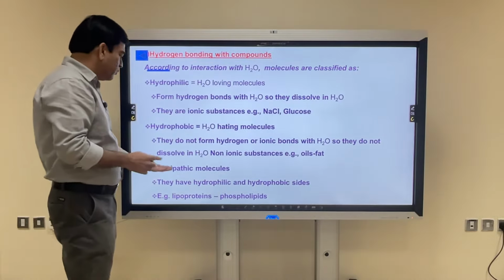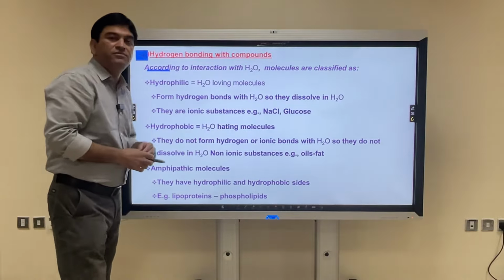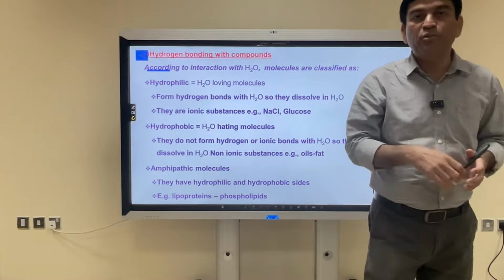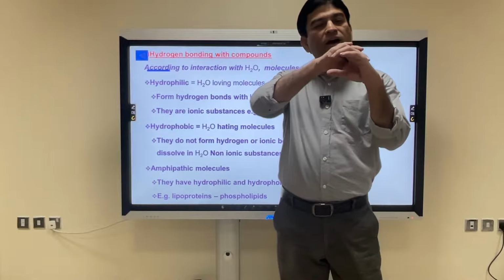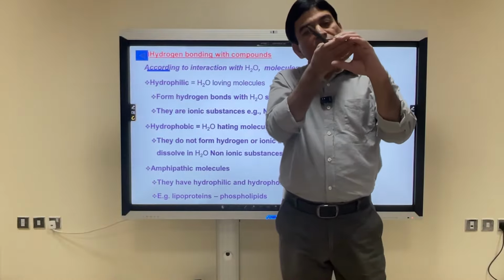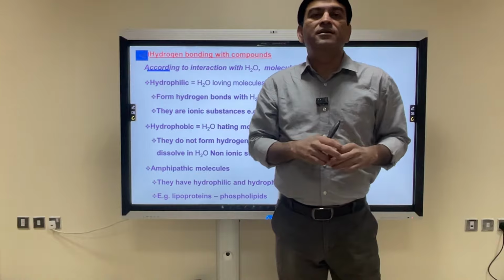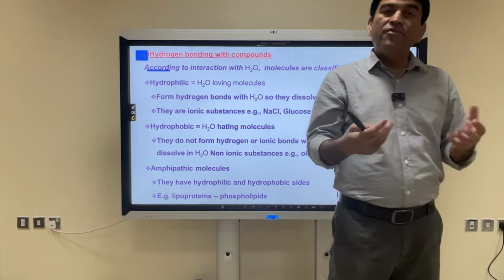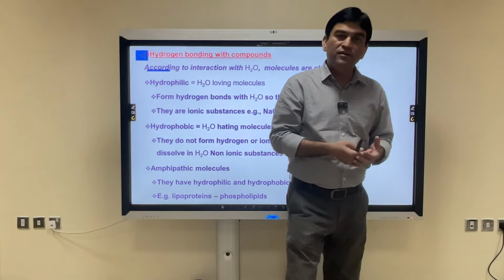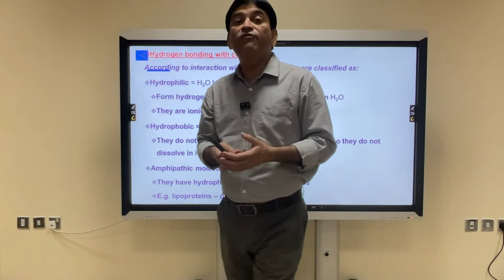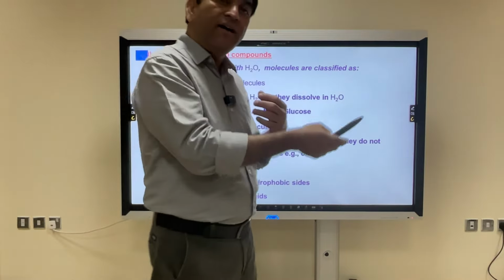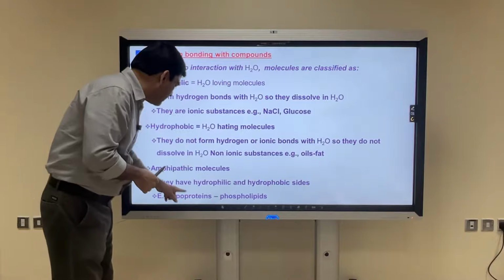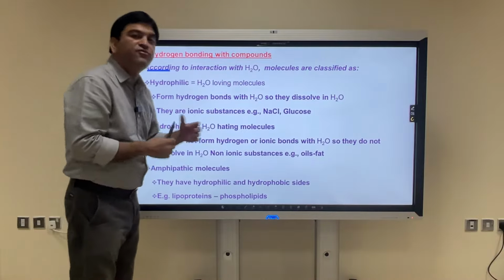Then you have a third thing over here, that is amphipathic molecules. Amphipathic molecules like phospholipids or lipoproteins. One side is hydrophilic and one side is hydrophobic. So you have two sides: one of them is hydrophilic, one of them is hydrophobic. This sort of molecule is known as amphipathic. So what is amphipathic? One side hydrophilic and one side hydrophobic. The examples are lipoprotein and phospholipids.